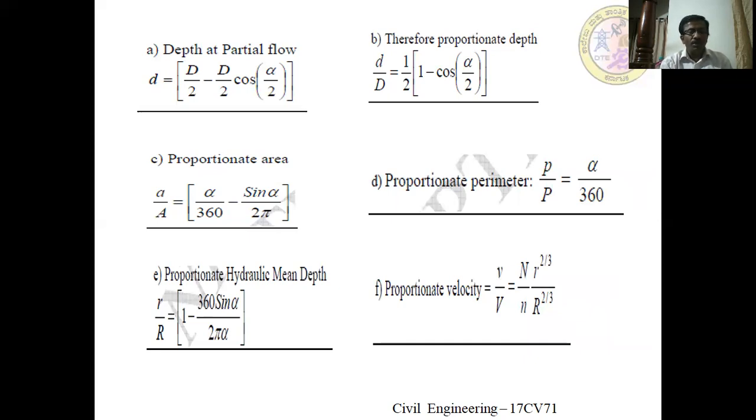So, and then proportionate hydraulic mean depth, small r by capital R, equals 1 minus 360 sin alpha by 2 pi alpha. Once again, here r by R stands for proportionate hydraulic mean depth. Small r stands for partial, capital R stands for running full. Proportionate velocity, small v by capital V equals capital N by small n into small r by capital R to the power 2 by 3. These are generally called the hydraulic elements of a circular section.